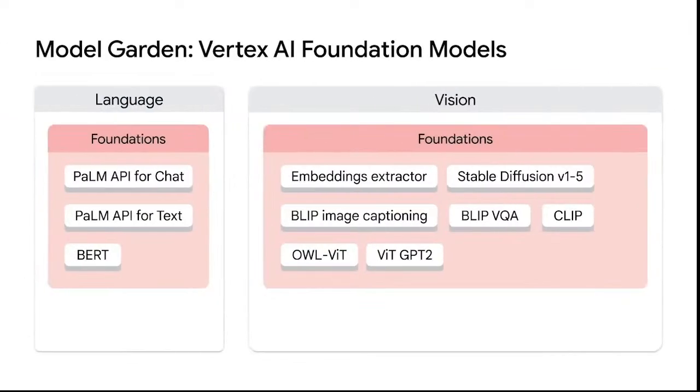If you're looking for foundation models, Vertex AI offers a model garden that includes foundation models. The language foundation models include PaLM API for chat and text. The vision foundation models include Stable Diffusion, which has been shown to be effective at generating high-quality images from text descriptions.